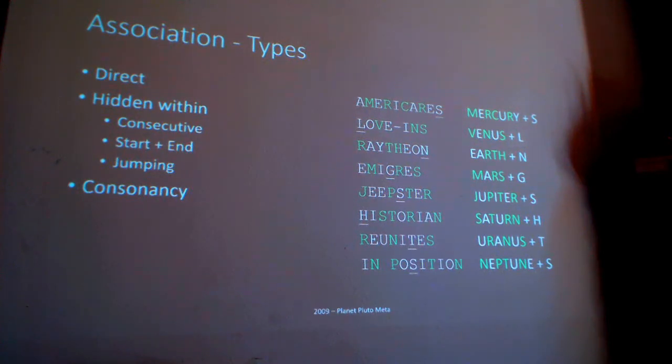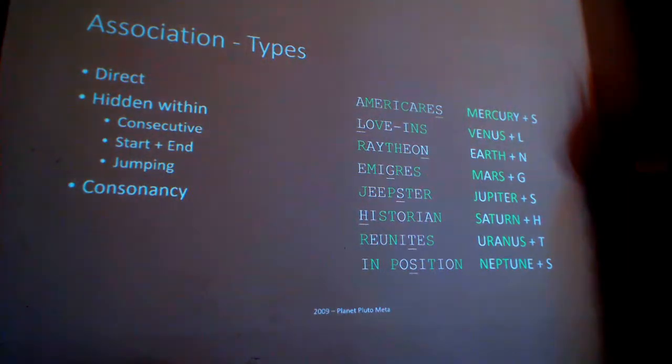Consonancies are not something you're going to see a ton of. This is an example of something that doesn't fit in the previous things that are much more common. So there are going to be random things. Here it's a consonancy. Americares is all of the same consonants as Mercury, except for one of the consonants. And Lovins is all the same ones as Venus, except for one of the consonants. And so figuring out this association with the planets was the key break-in for this meta.